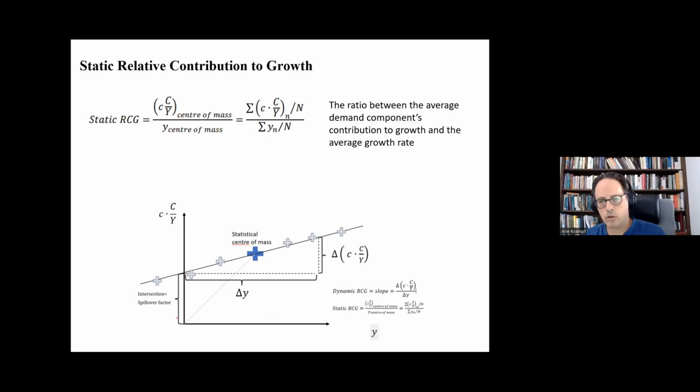Okay, the third one is the static RCG. We still think that it is also important to measure the static relative contribution to growth because it represents where the economy lies along the curve, because we can have two economies with the same curve, but one of them is here and the other one is here. So within the same line, with the same curve, you can have good performance and bad performance.